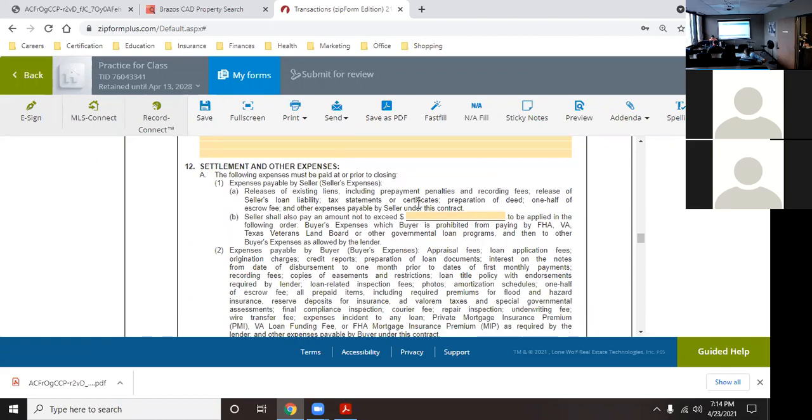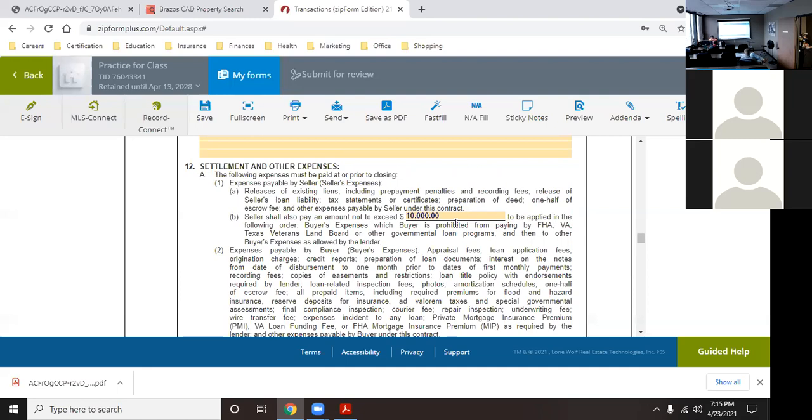Settlement and other expenses. Again, this is where if I am submitting this offer to Aiden and I really don't like him and I think this is messed up and I want it fixed, I can ask for $10,000 because I want my money to fix stuff. Most of the time, this will either be blank or it'll be a few thousand here and there. But again, in an offer, this is usually not the case.